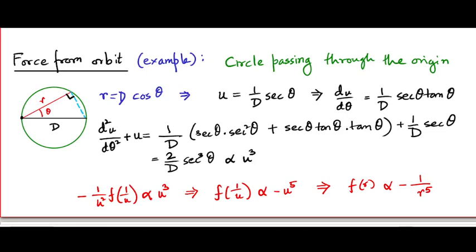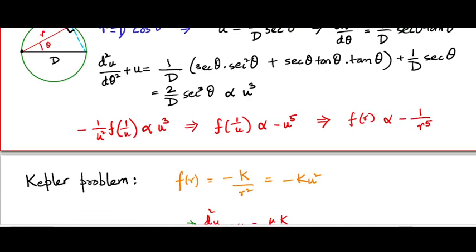Talking of the Kepler problem, the differential equation for the orbit that we have figured out just now, d2u d theta 2 plus u, is minus L square over mu f of 1 over u times 1 by u square, happens to provide us with a very simple way of solving the Kepler problem. So let us take a look at that next. In the Kepler problem, f of r is minus k over r square, which as expressed in terms of u becomes minus k u square.